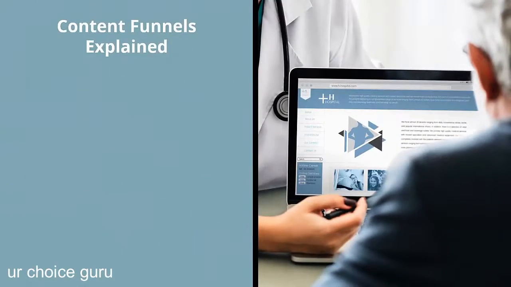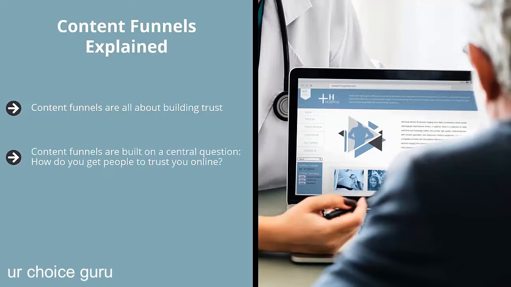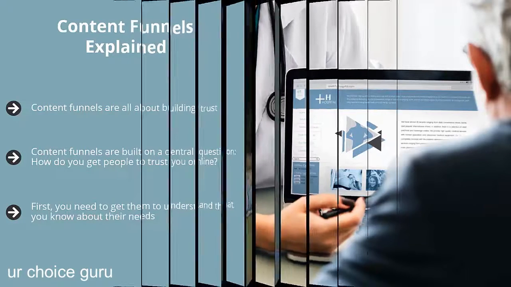Content funnels explained. Content funnels are all about building trust. For somebody to buy something from you, they must trust you. That's the bottom line. Content funnels are built on a central question. How do you get people to trust you online? First, you need to get them to understand that you know about their needs. Second, you have to get them to like your expertise or like your take or your understanding of their problems. This leads to trust. Once you get them to trust you, you can then push them to buy from you.